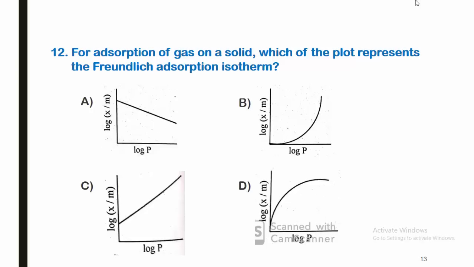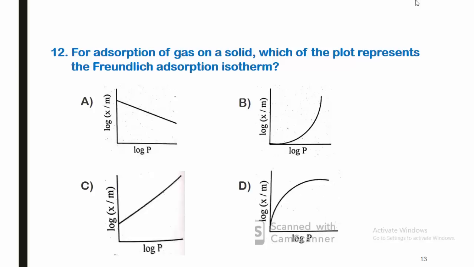Option A, log x/m versus log p, that is an inverse linear line. Option B, log x/m versus p, with a certain increasing order. Option C, log x/m, which is a straight line equation with an intercept on the y-axis. Again, option D, log x/m versus log p.